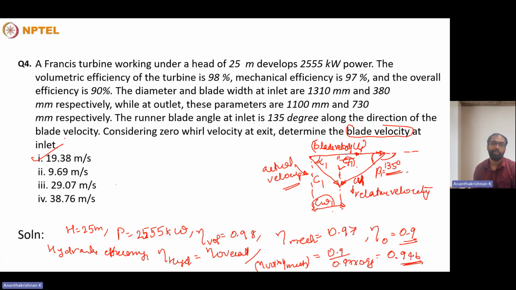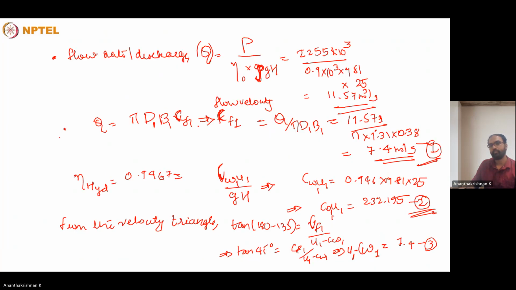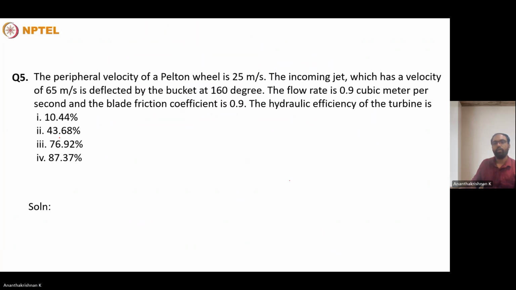the whirl velocity component. So we have two equations that interconnect the blade velocity as well as the whirl velocity component, and then we solve the set of simultaneous equations and it will form a quadratic equation. By solving the quadratic equation, we can get the value of the blade velocity. We got it to be 19.3. Look into the fifth problem.